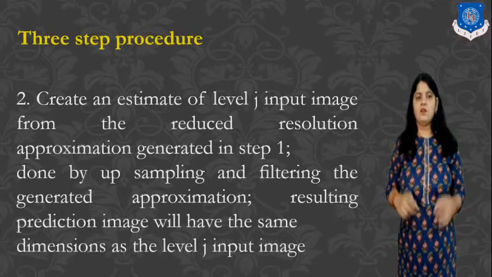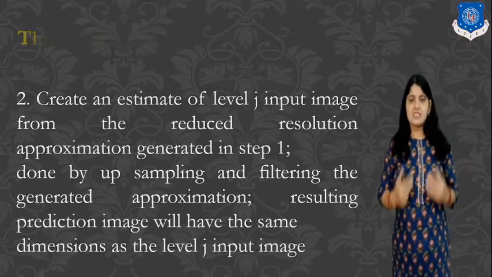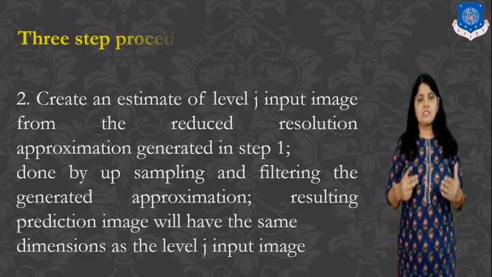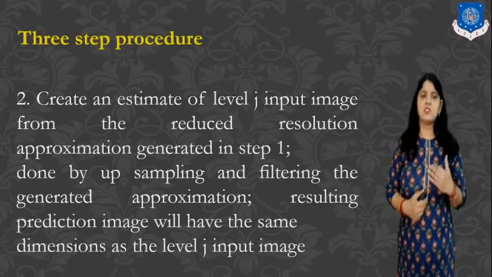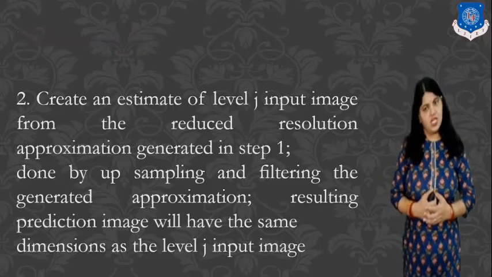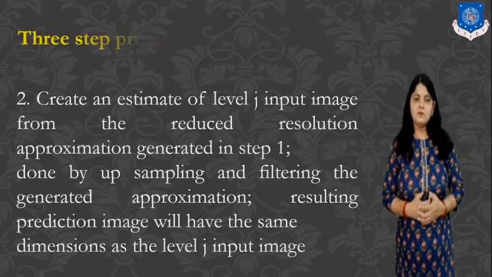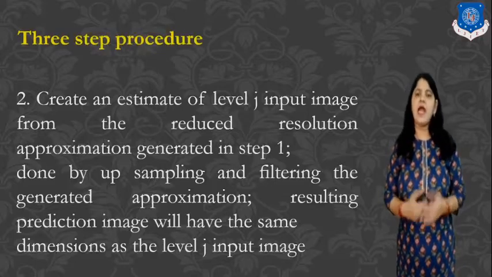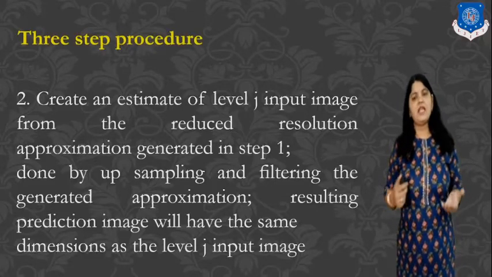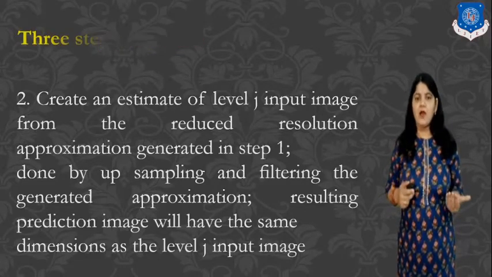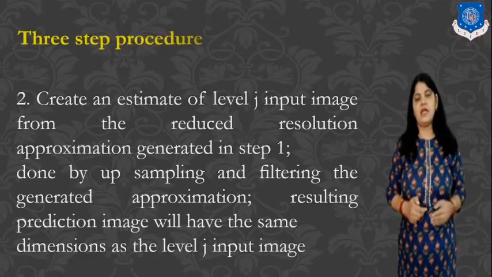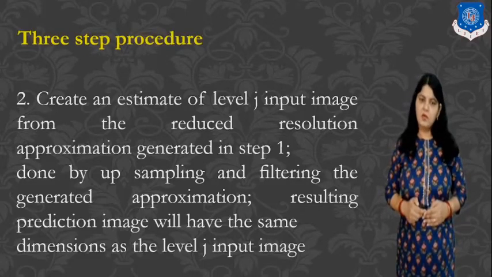This is the upper part of the block diagram shown earlier. Now the second step: create an estimate of the level J input image from the reduced resolution approximation generated in step number 1. This is done by upsampling and filtering the generated approximation, and the resulting prediction image will have the same dimensions as the level J input image.